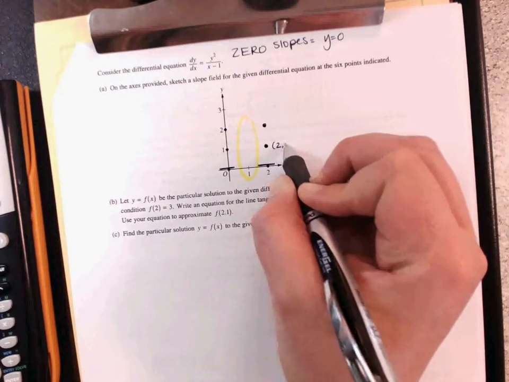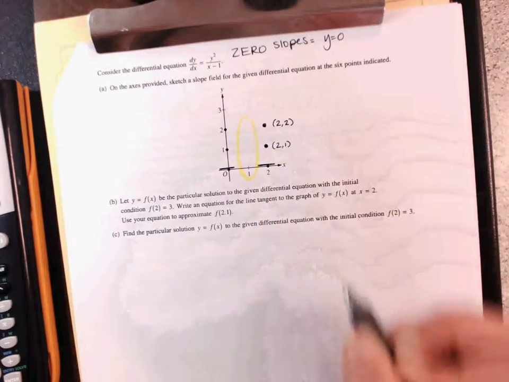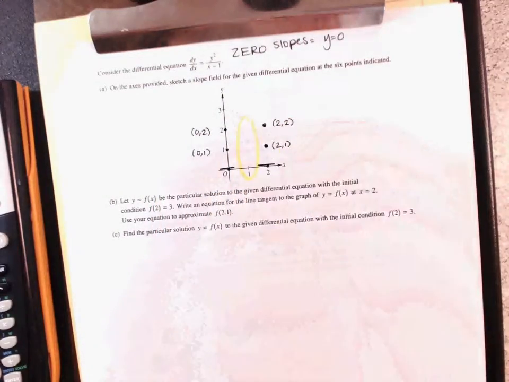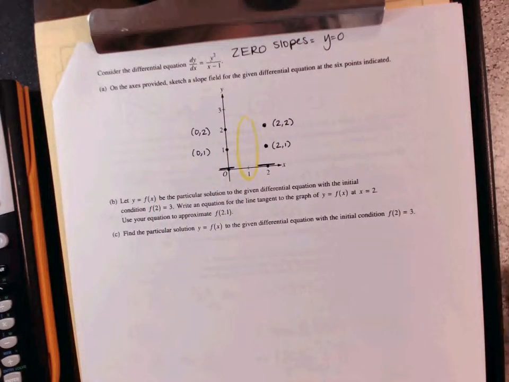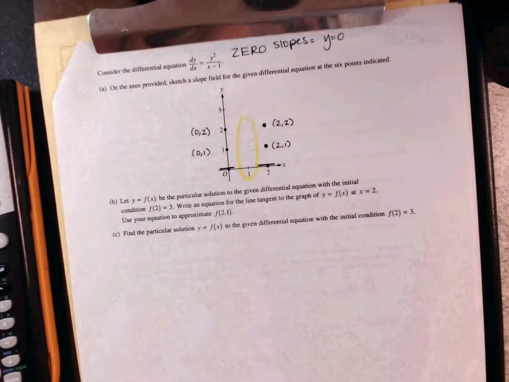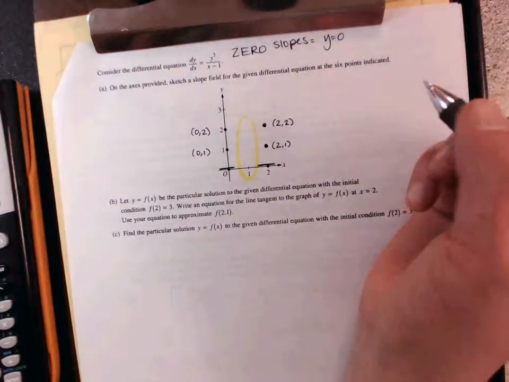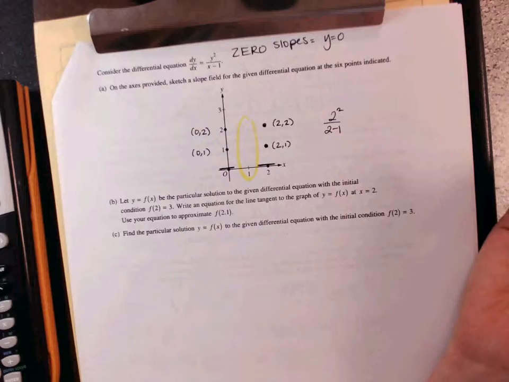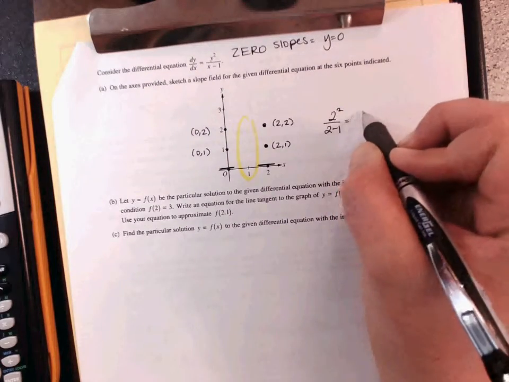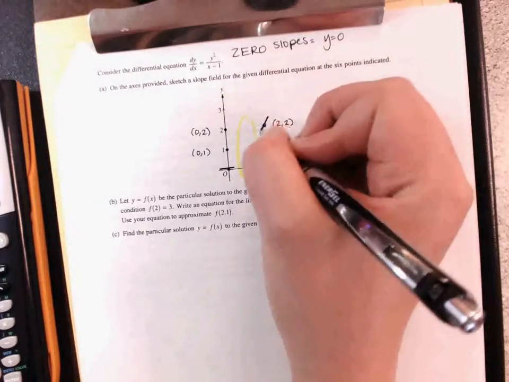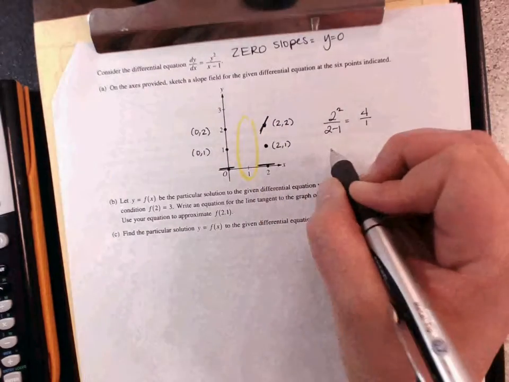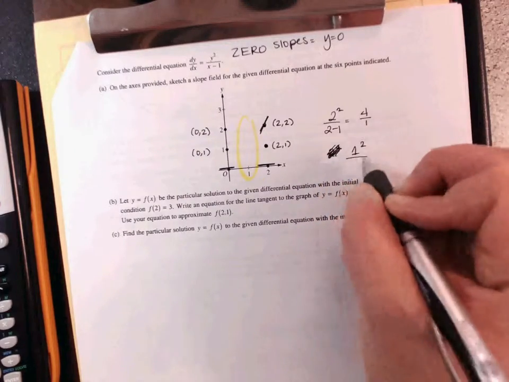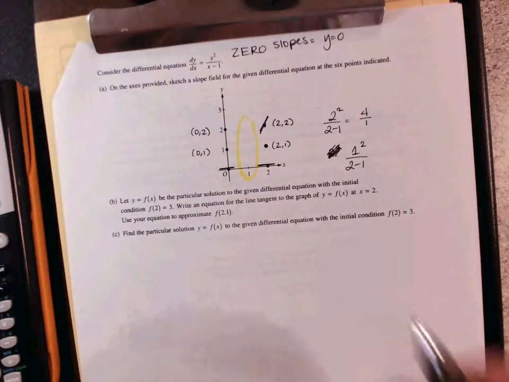So this is 2, 1. This is 2, 2. This is 0, 1. This is 0, 2. And you just plug each of those into your slope, find what the slope is, and then draw a line segment. So if I'm doing 2 squared over 2 minus 1, what's that going to be up top? It's going to be 4. 4 over 1, so we'll make that uphill. Then plug in 2, I'd have 2 squared over 2 minus 1. And 2 minus 1 is 1.